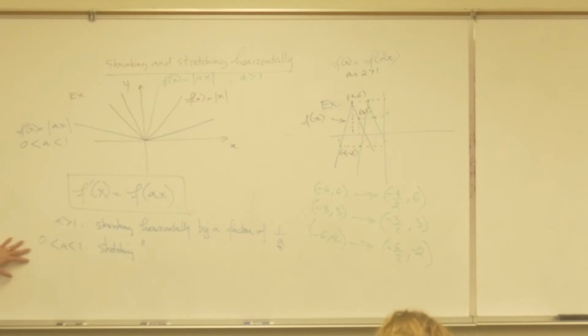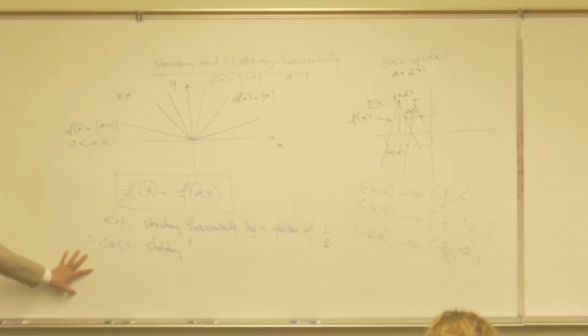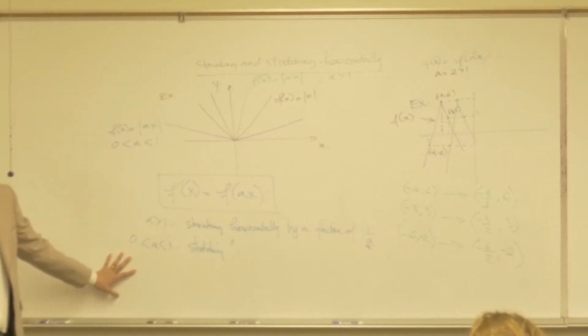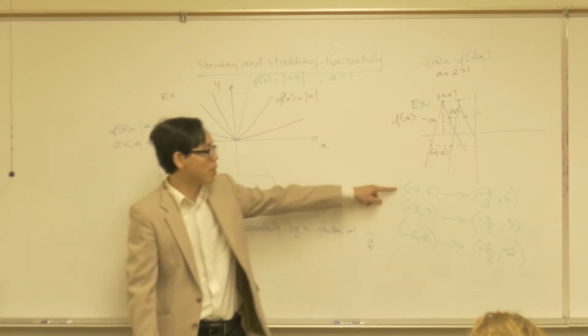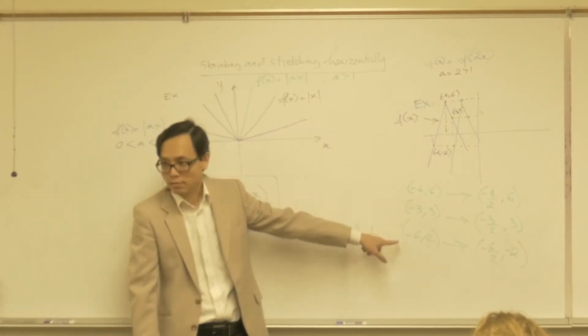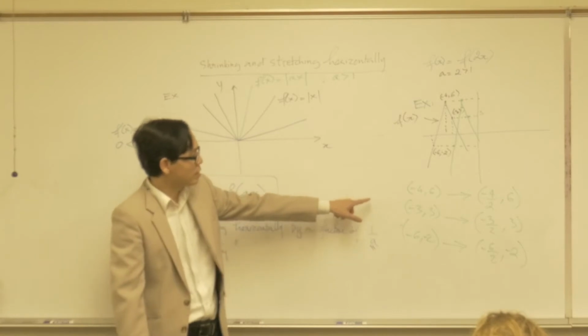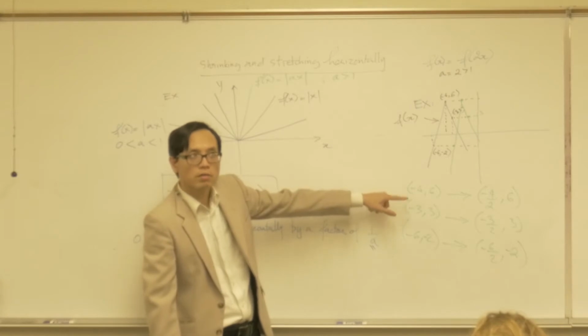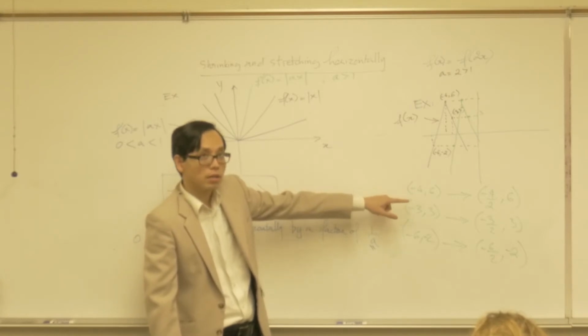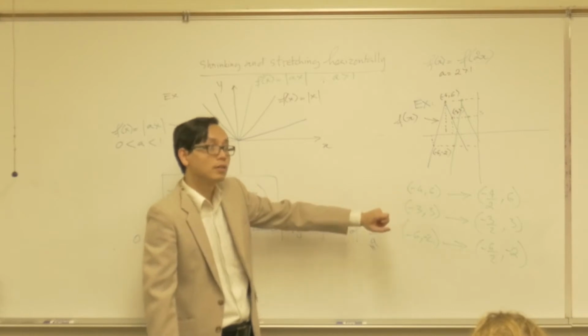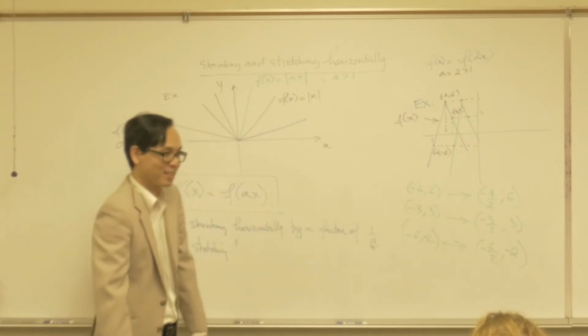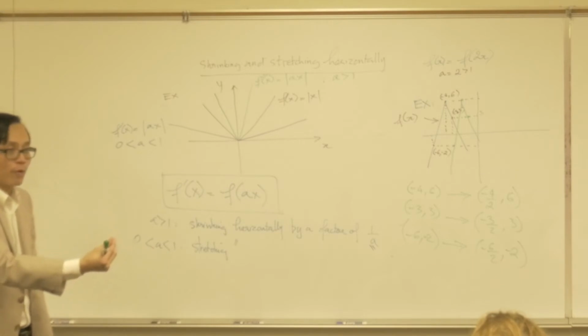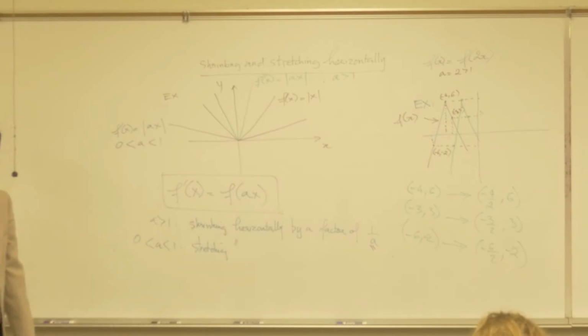So if a is between 0 and 1, for example, if a is 1 over 6, then you divide the x component by 1 over 6. So for example, negative 4 divided by 1 over 6 gives you what? Negative 24. Okay, so the new point will be negative 24, comma 6. Okay. Any question? That's for horizontal.